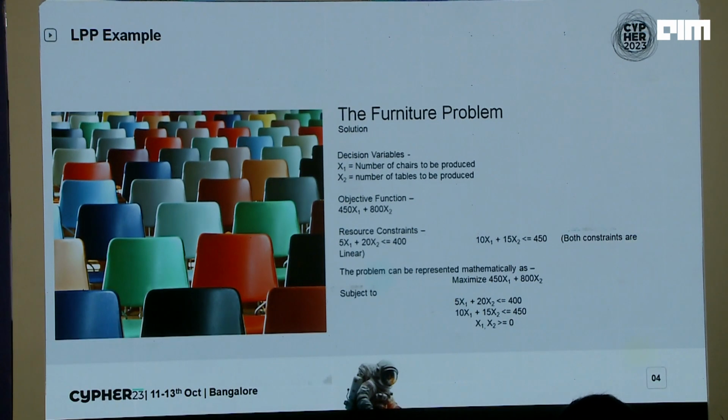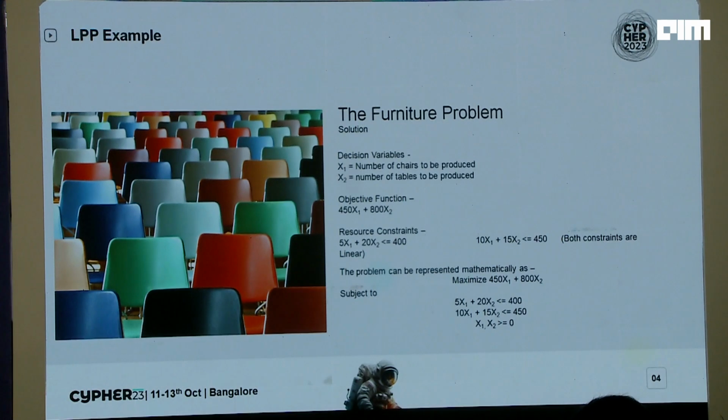You have defined your resource constraints. You see both constraints are linear. X1 and X2 are continuous variables, right? It can be 0 as well. I might produce no chairs because my objective is to maximize profit. It's not that I have to produce at least one chair.